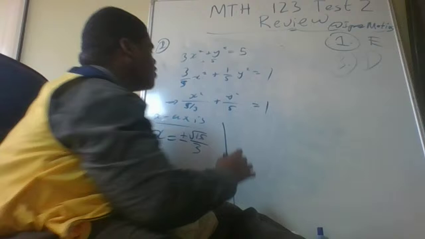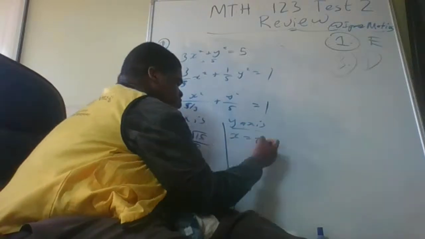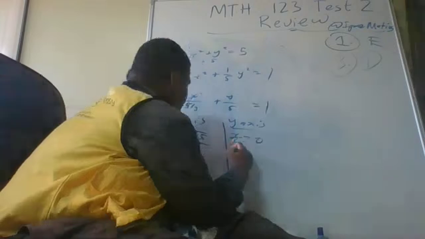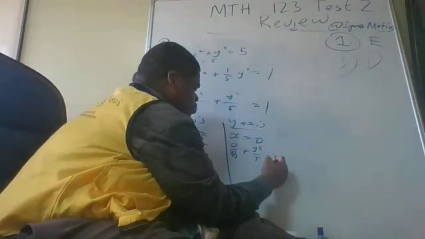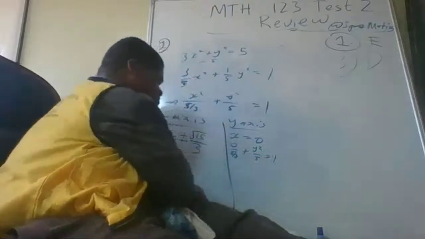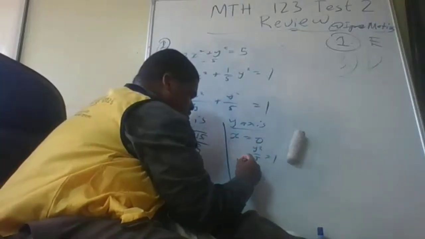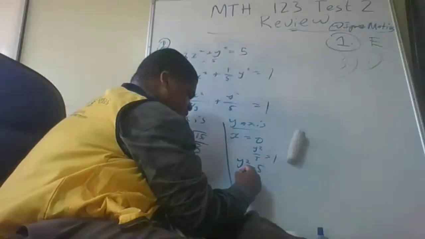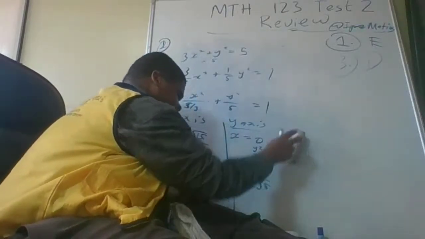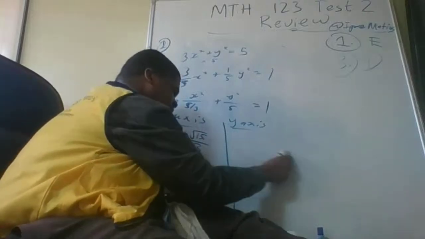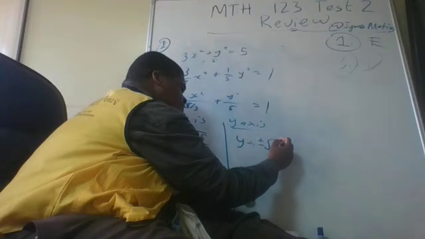For the y-axis, what defines the y-axis? x is equal to 0. When x is equal to 0, you have 0 divided by 5 over 3 plus y squared divided by 5 is equal to 1. 0 divided by 5 over 3 is just 0, and 0 is basically nothing. So you have y squared is equal to 5. That means y is equal to plus or minus the square root of 5. So for our y-axis, we have y equal to plus or minus the square root of 5.